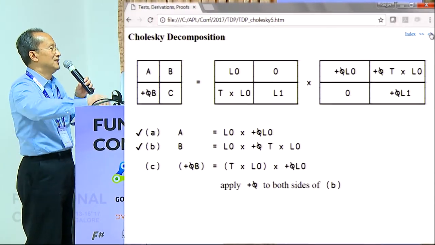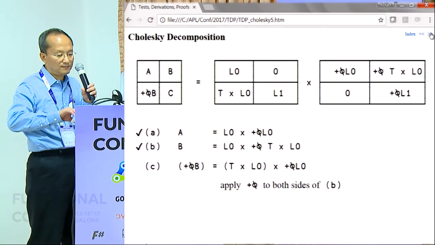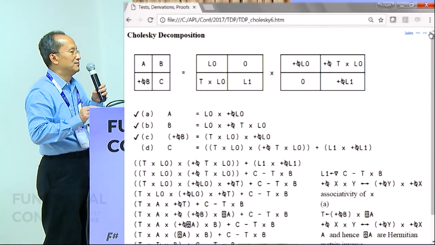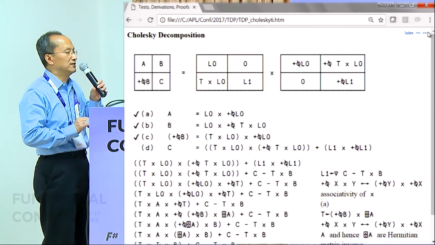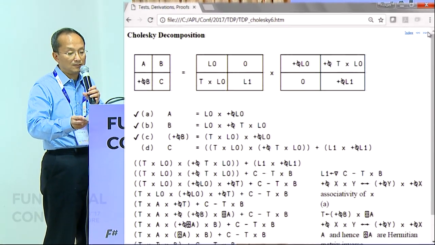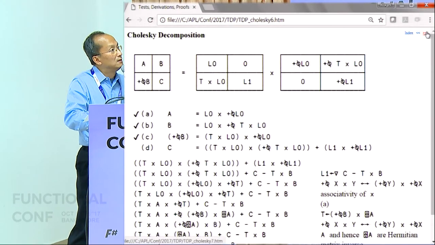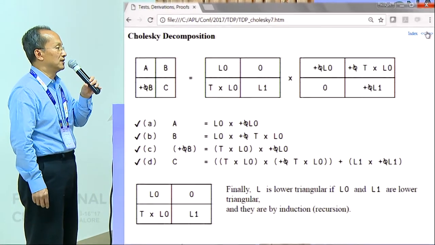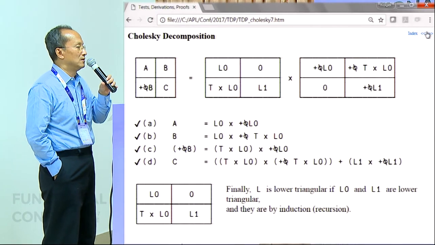This is an easy one because you get equation C by applying conjugate transpose to both sides. And then finally, this is a bit more equation. Longer steps in the proof, but again, this is just straightforward applications of matrix algebra. Finally, all four equations are checked out. We just need to convince ourselves that L is lower triangular, which it is by induction.